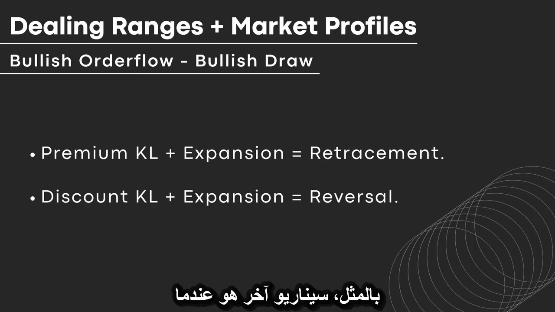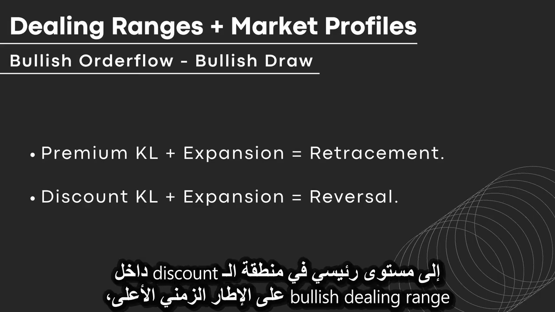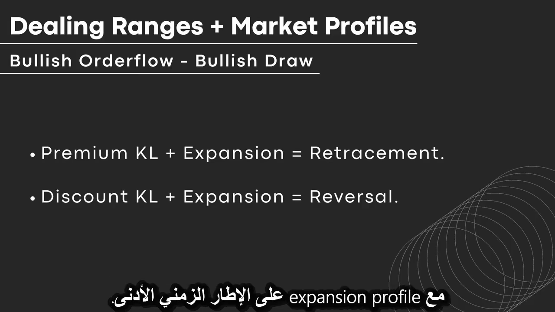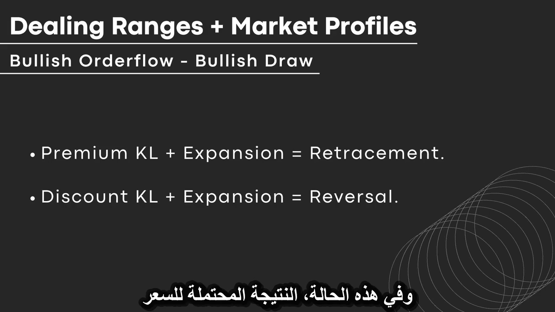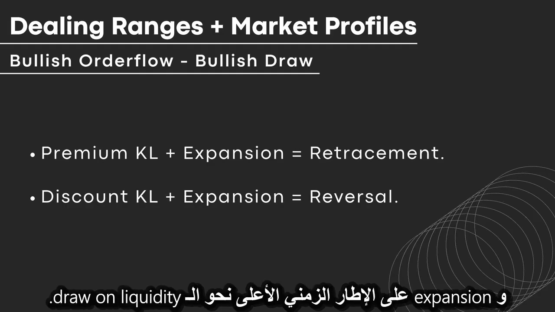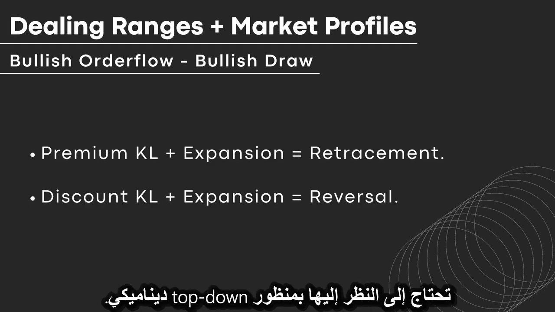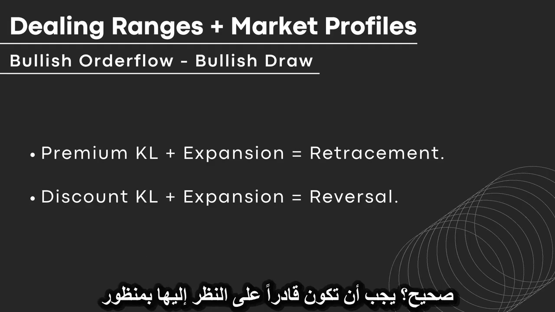Similarly, another scenario is when price on the higher time frame retraces back to a discount key level inside a higher time frame bullish dealing range with a lower time frame expansion profile, right? And in that case, the most likely outcome for price is a reversal on the lower time frame and an expansion on the higher time frame towards the drawn liquidity, right? Remember, lower time frame reversals and a higher time frame expansion, right? You need to look at it with a dynamic top-down perspective, right? You should be able to look at it with a dynamic perspective.